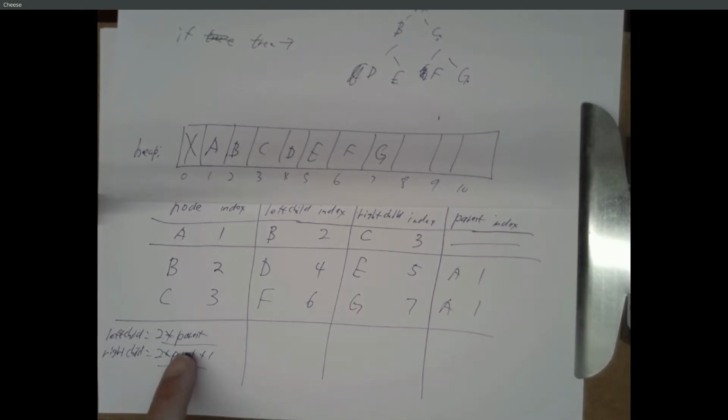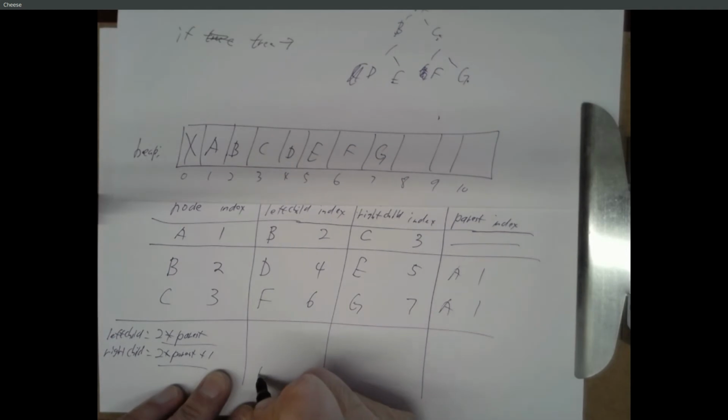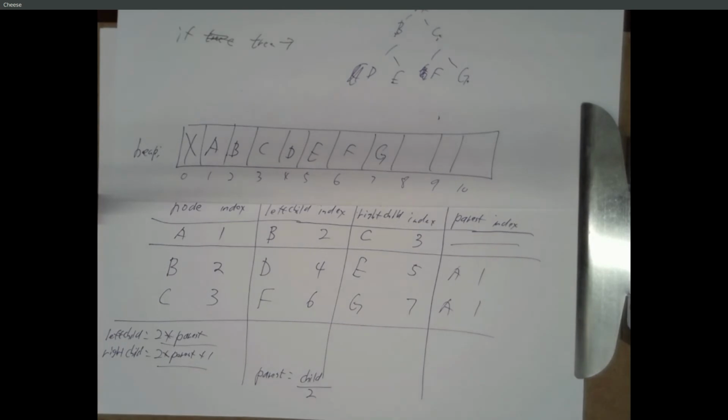Yeah. So if you're a left child, your parent is just your index divided by 2. If you're a right child, your parent is your index minus 1 divided by 2. And right children are always odd. Left children are always even. So it turns out if you do an integer divide, your parent's index is always just your index divided by 2. If you're even, that's going to take you exactly to your parent. If you're odd, that's going to round down, and it's going to basically give you your index minus 1 divided by 2.